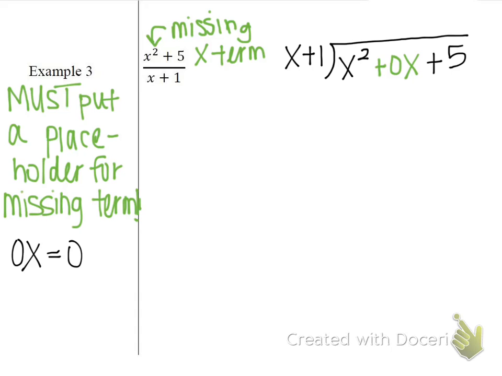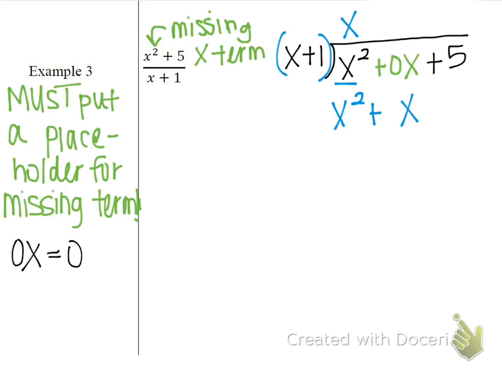So let's get started. We always start with the first terms. x times what is going to give me x squared? x times x. So you're going to multiply that x by the entire outside. So that gives me x squared plus 1x. See how those x's line up? So that 0 placeholder is there so that your x's line up. So now we can combine like terms.